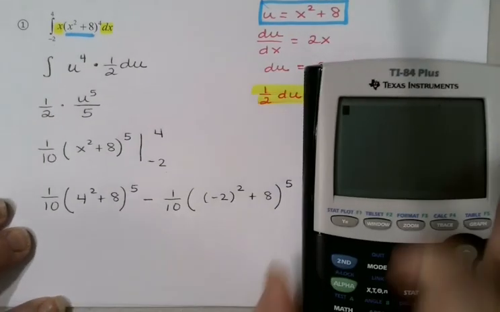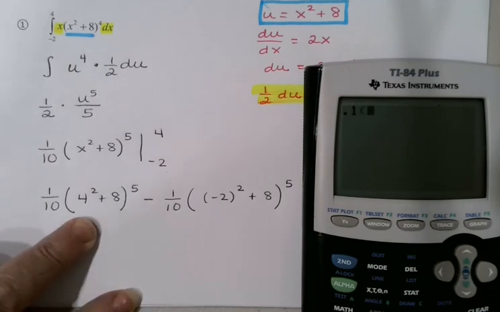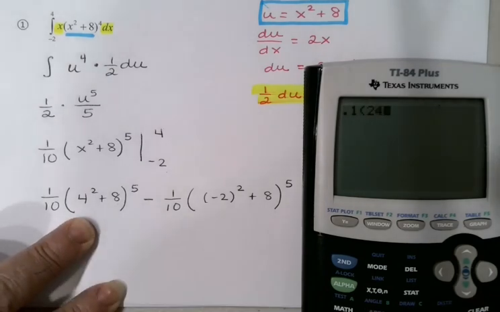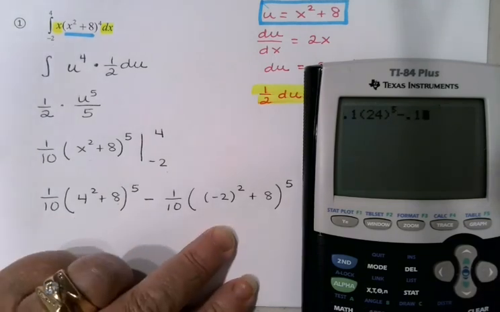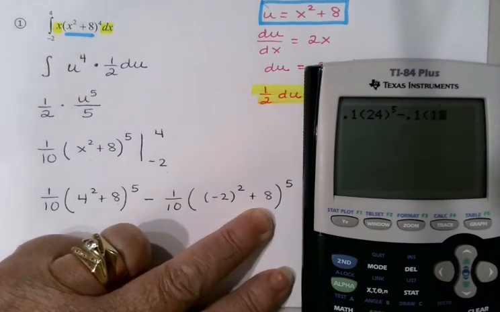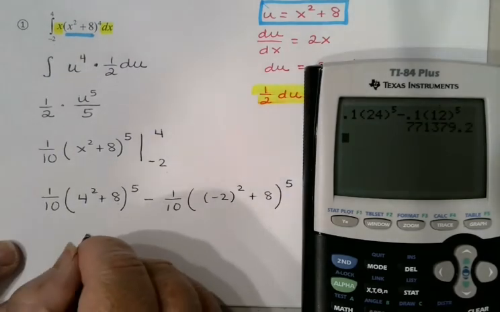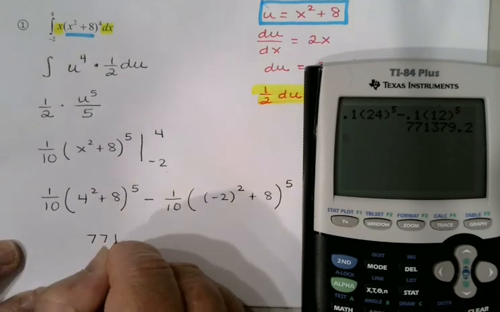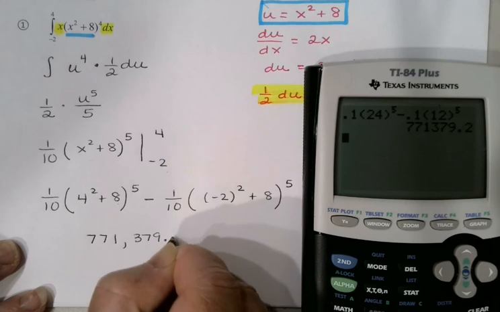Let's see what we have here. We have 1/10, which is 0.1. 16 and 8 is 24 to that 5th power. Minus, again, 1/10 is 0.1. Times, that would be 4 plus 8, which would be 12 to the 5th power. And there's that big number that I was kind of expecting as an answer, a really large number. 771,379.2.